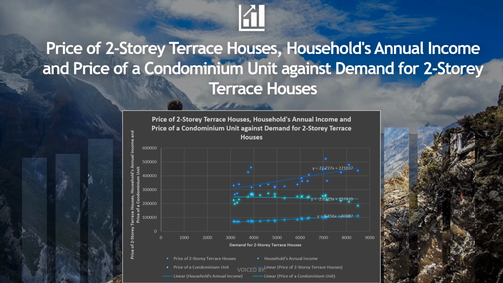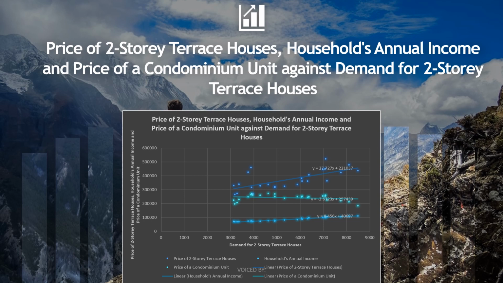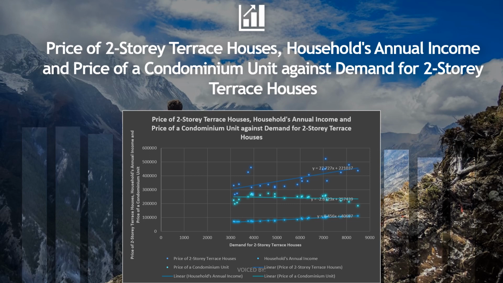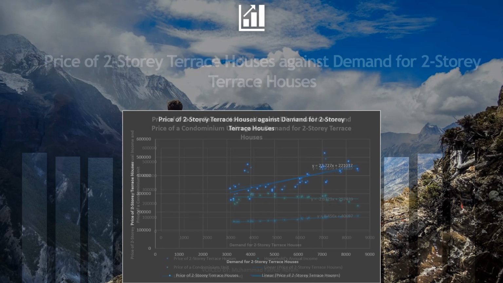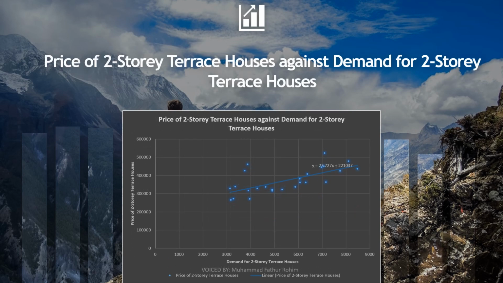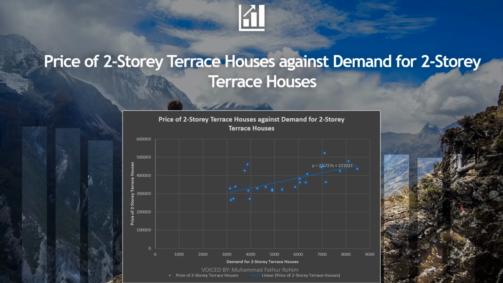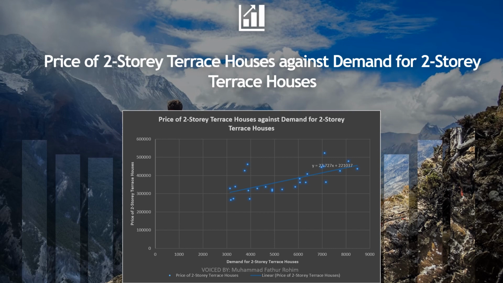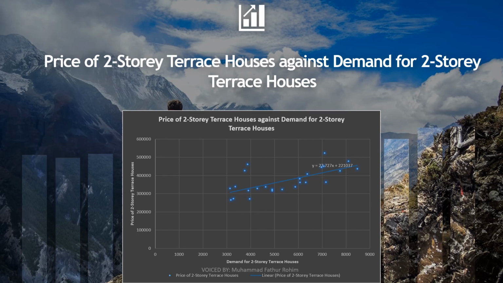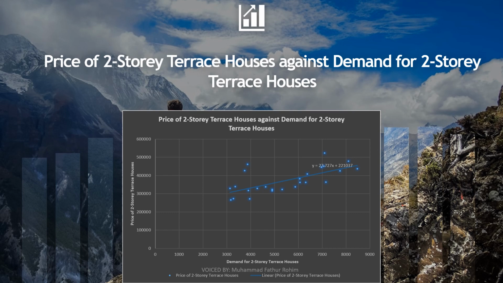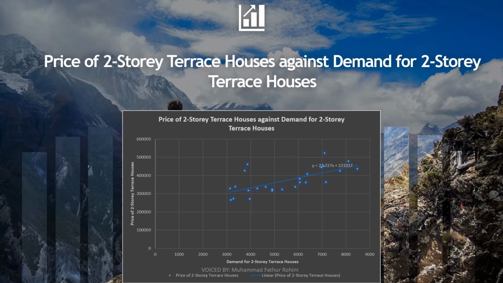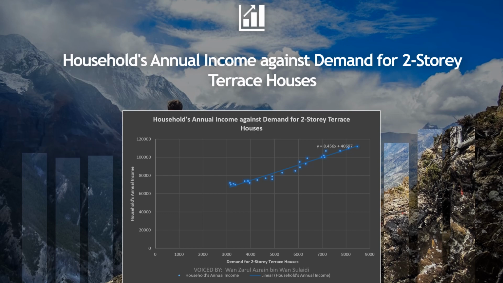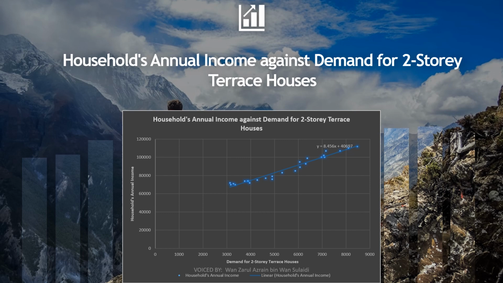This graph is price of 2-story terrace houses, households annual income, and price of a condominium per unit against demand for 2-story terrace houses. In slide 10, this graph represents the relationship between price of 2-story terrace houses and demand for 2-story terrace houses. As you can see, this graph has a positive relationship where Y is equal to 27.727x plus 221037.